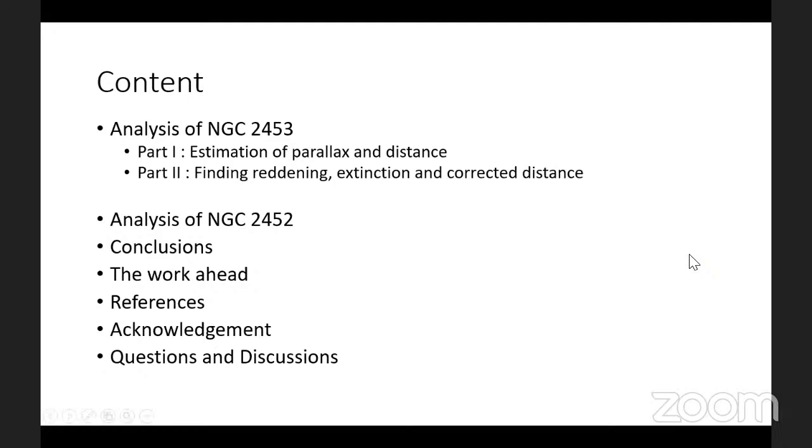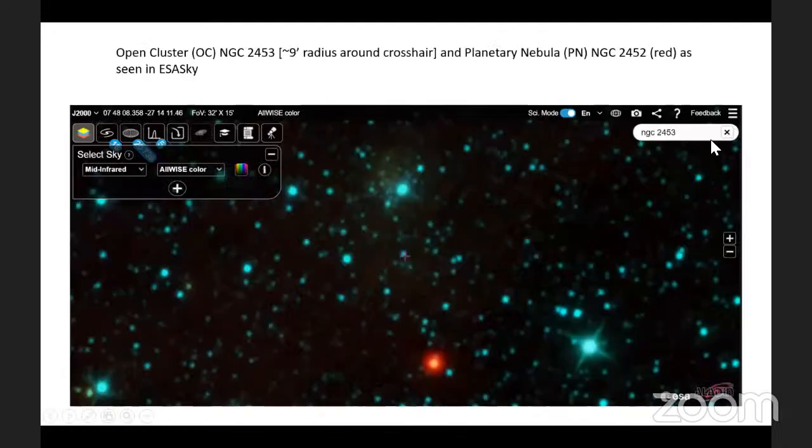This is the area as seen from ESA Sky. If we type NGC 2453, this is the star cluster, and this is NGC 2452, which is the planetary nebula. This is seen using AllWISE, so we are seeing a huge region compared to the optical bands. It is still debated whether this planetary nebula is actually a part of this cluster or not. So we start by analyzing the cluster and finding its distance and extinction.